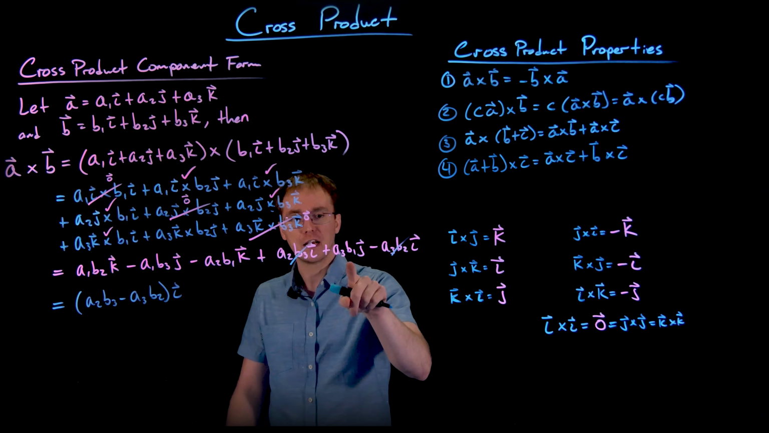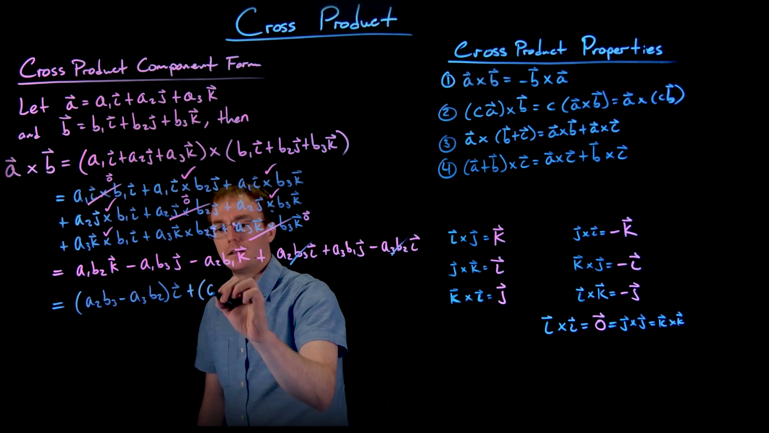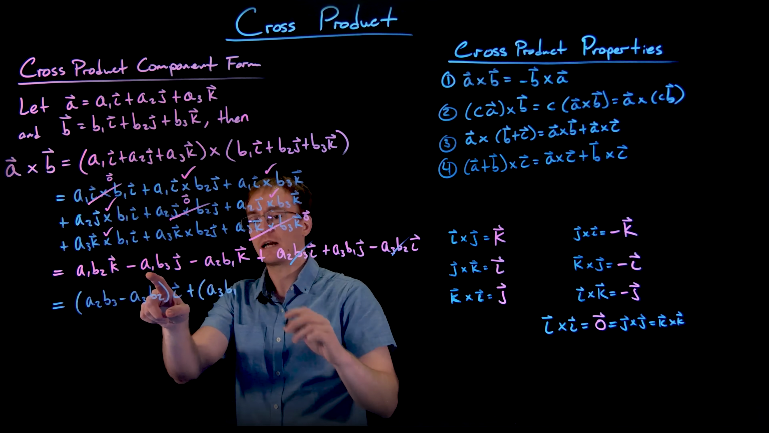Up next, let's look at our j components. Our first positive one is going to be A3B1 j, and then we have to subtract away from that A1B3 times j. So our overall final j component is going to have a coefficient of A3B1 minus A1B3.